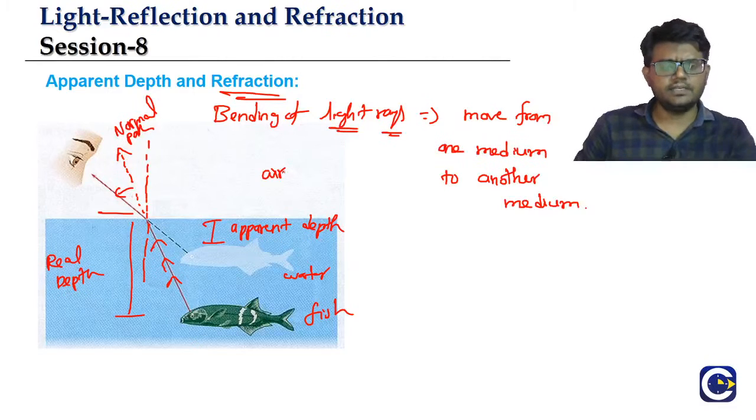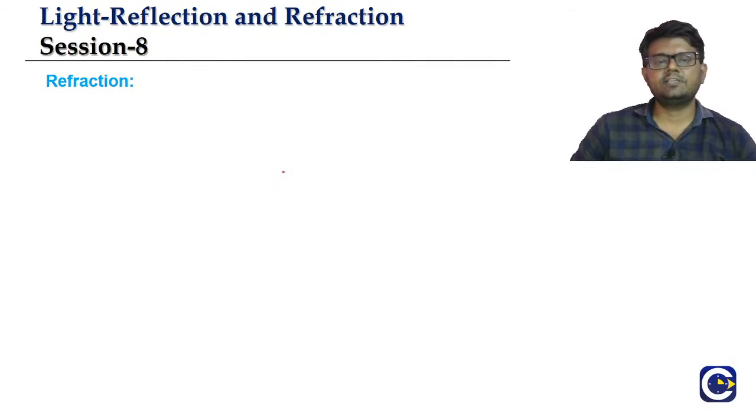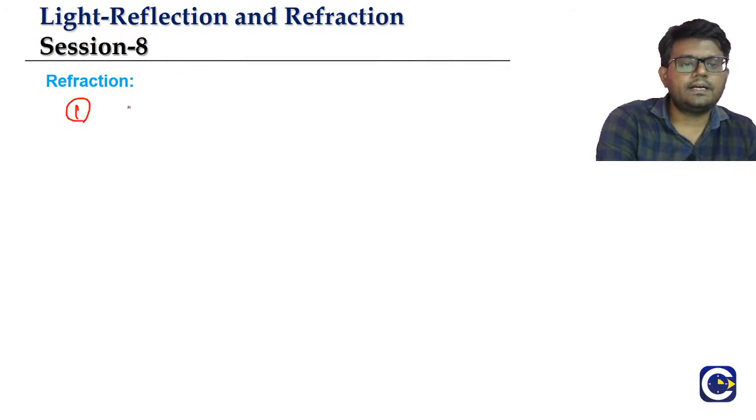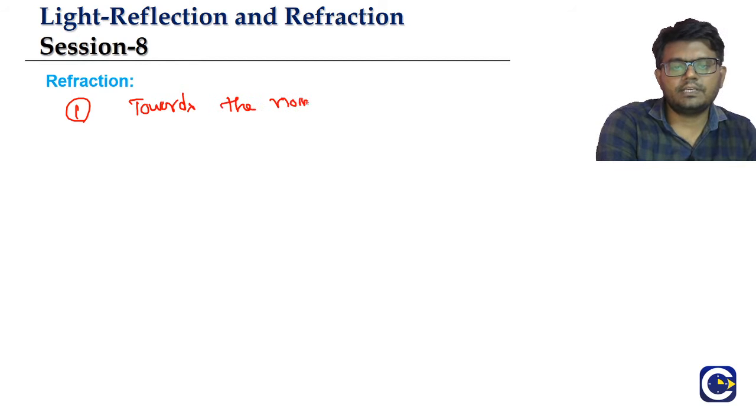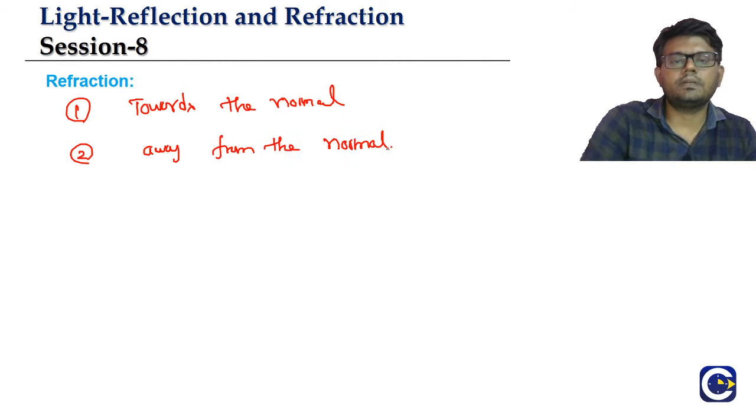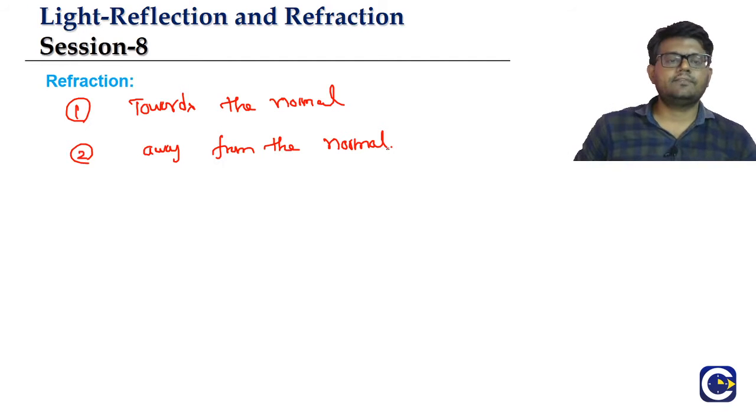Refraction results in common observations like this. When you look at an object inside water, it will appear to be coming closer to us. So the apparent depth concept is because of refraction. So refraction is the bending of light rays either towards the normal, or away from the normal. Light rays may bend towards the normal or they may bend away from the normal. Both these things we call refraction.